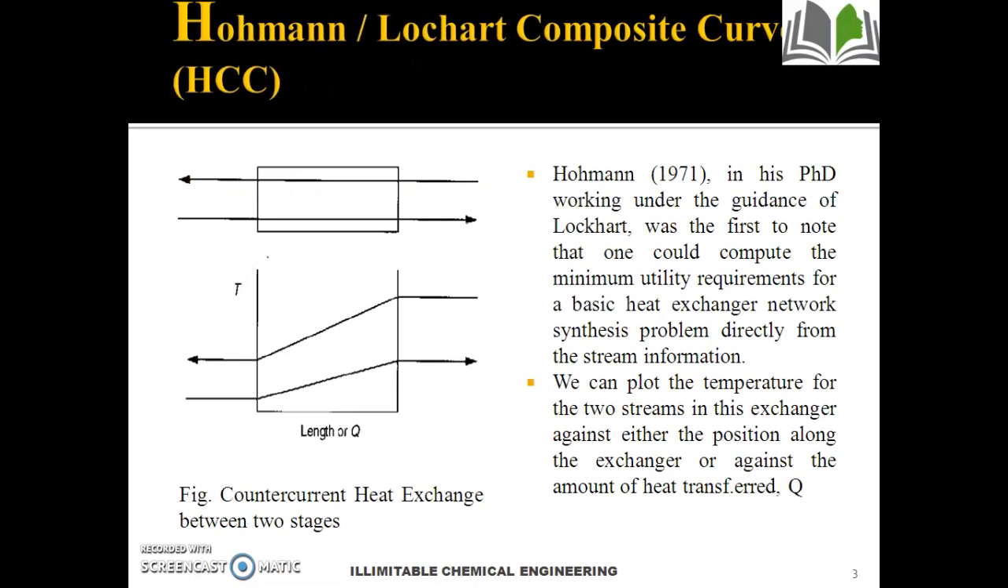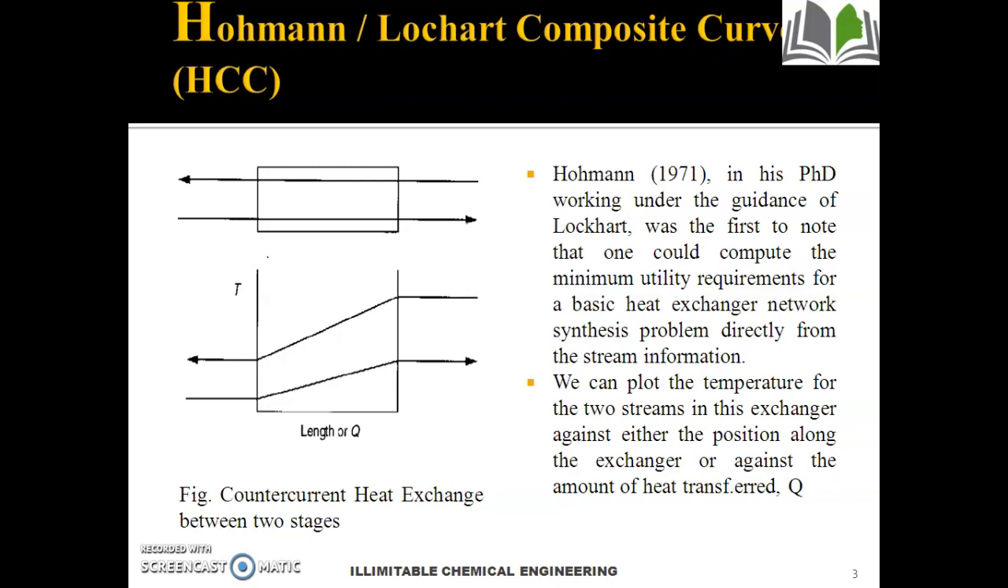First is the Hohmann-Lockhart Composite Curve, which was found in 1971. Hohmann, in his PhD work under the guidance of Lockhart, was the first to note that one could compute the minimum utility requirement of the heat exchanger network directly from the stream information. He was the first who found that we can plot the temperature of the two streams in an exchanger against either the position along the exchanger or against the amount of heat transferred, that is Q.